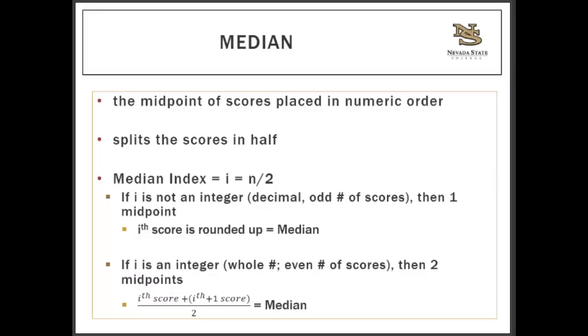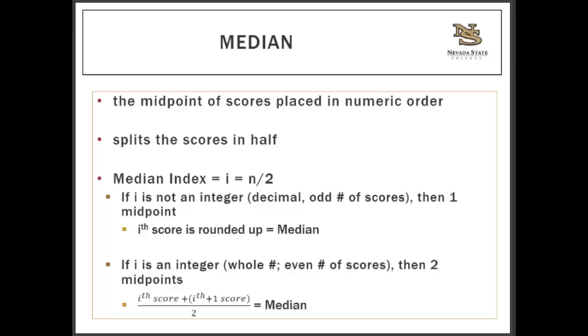So now let's shift focus from the mean to the median. And the median is simply the midpoint of scores. But be careful, before you find the median, you need to place your scores in numeric order. You can't just look at your data and go, oh, there's the middle. Again, it has to be in numeric order.